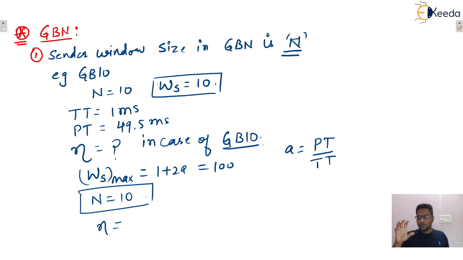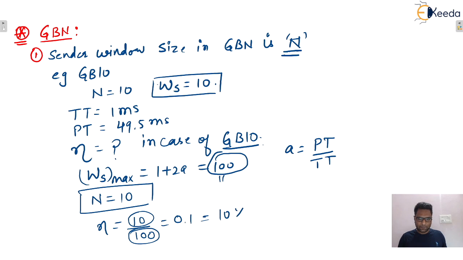Here the N value is 10, so we can transmit 10 packets in the total cycle time. But the maximum packets that can be transmitted are equal to 100. So that will be 10 upon 100. Actually we are transmitting 10, but maximum we can transmit 100, so that will be 0.1, that means 10%. So that will be the efficiency.